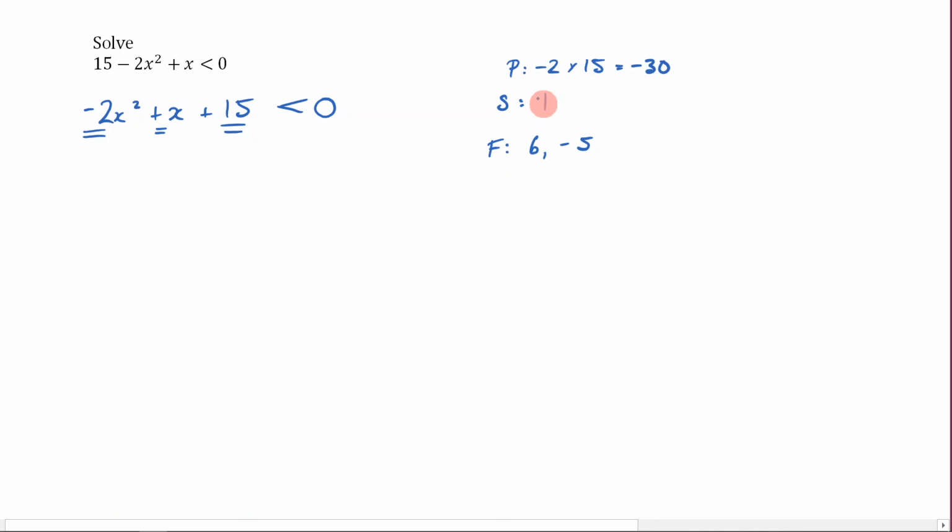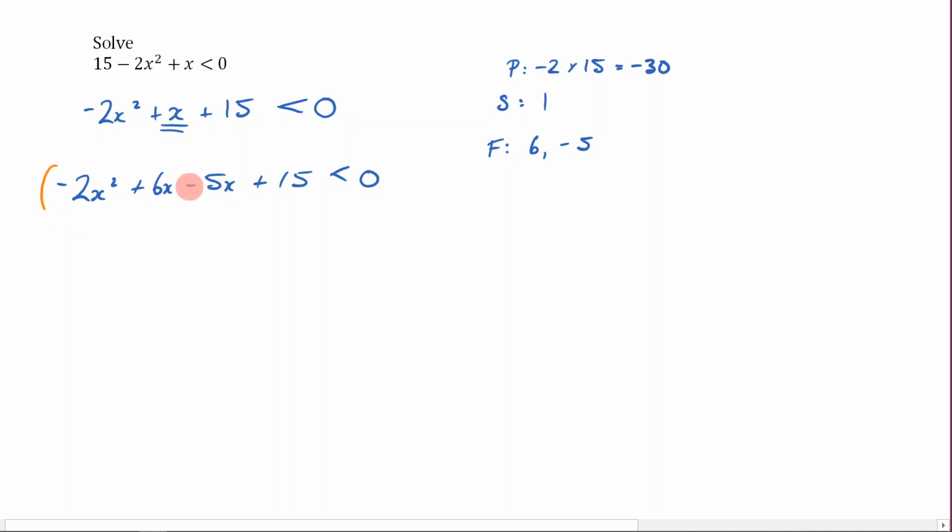Perfect. The next thing that I'm going to do is I'm going to take this x value right here and break it up into these factors. So what I mean by that is I'm going to take negative 2x squared, and then I'm going to write plus 6x minus 5x plus 15 is less than 0. That's a funny looking less than. What I want you to appreciate here is that 6x minus 5x is x. So I actually haven't changed anything here.